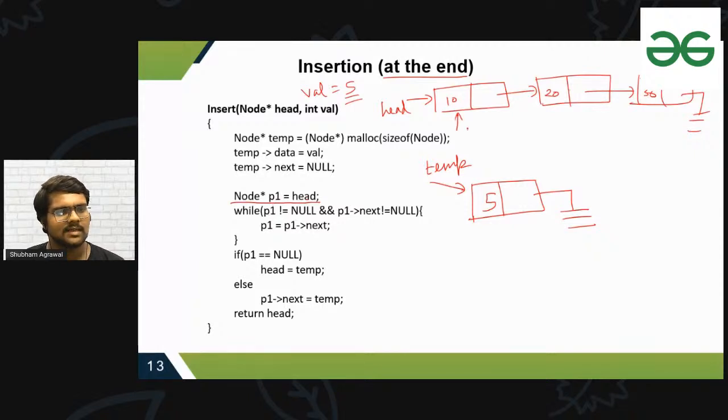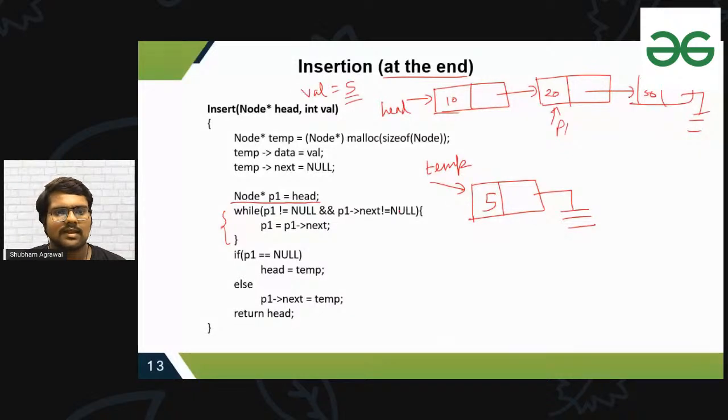Now we will do this while loop to go to the last element. So we will see whether p1 is equal to null or not, and whether p1 of next is equal to null or not. We see that p1 is not equal to null, and p1 next is also not equal to null. So then we will do p1 equal to p1 of next. So p1 will point to here. Then again we see p1 is equal to null or not. It is not. Then we will see p1's next is null or not. So p1's next is also not null.